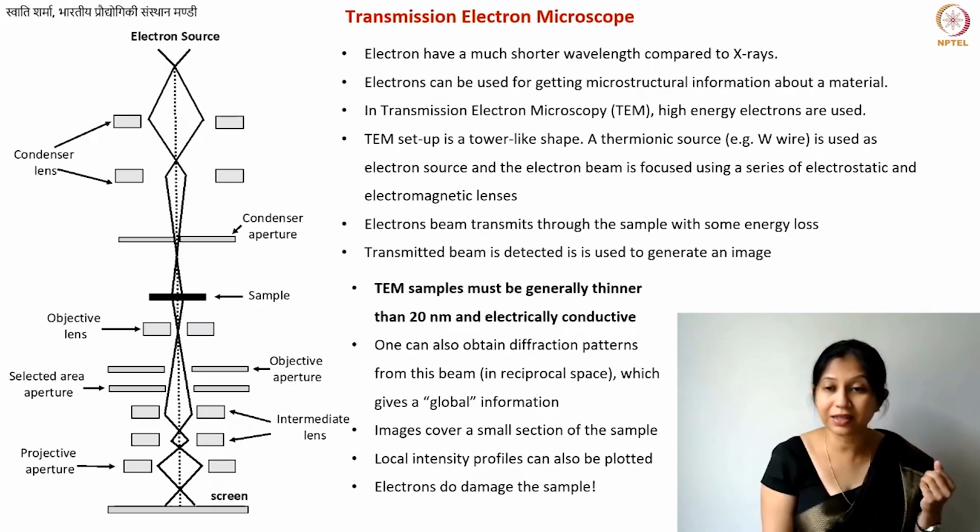And materials that are not electrically conductive often are sputtered or coated with a conductive material. You can use any metal to coat, gold, for example. Okay, that you will also in fact do for scanning electron microscopy, right? Because electron microscopies require the samples to be conductive.